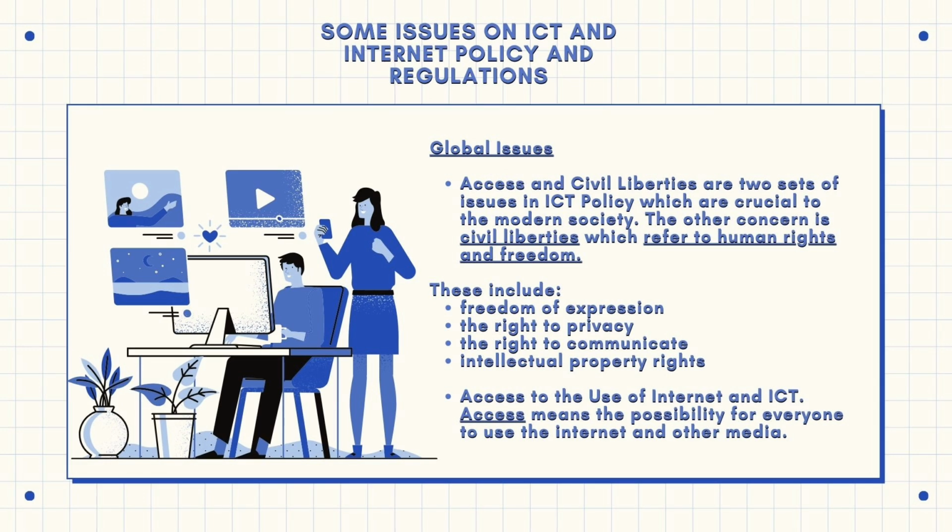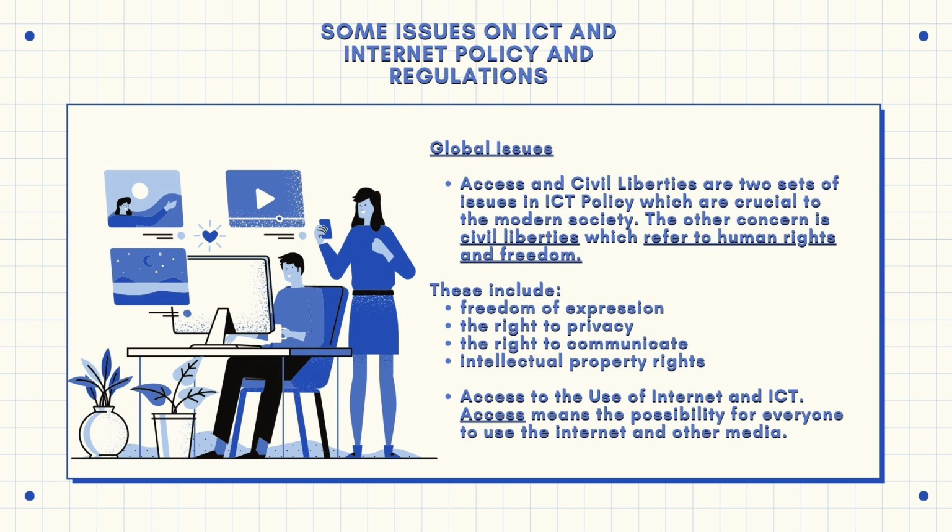Okay, so let's have some issues on ICT and Internet policy and regulations. We have here the global issues. When we say global issues, it talks about access and civil liberties. These are the two sets of issues. Access is an ICT policy concern which is very crucial to modern society. The other concern is civil liberties, which refer to human rights and freedom. This includes freedom of expression, the right to privacy, the right to communicate, and intellectual property rights.